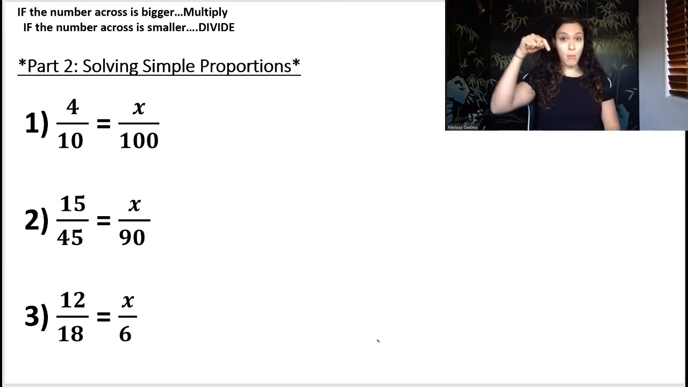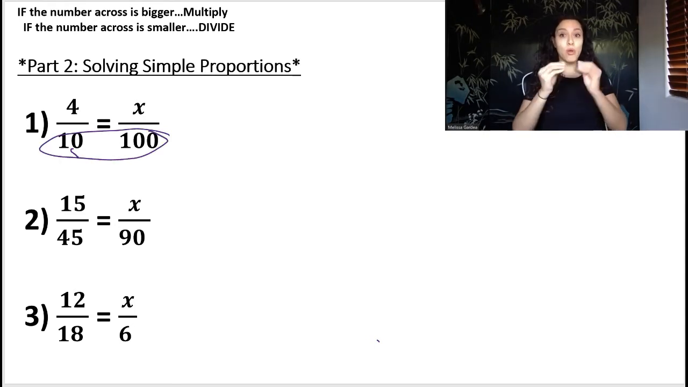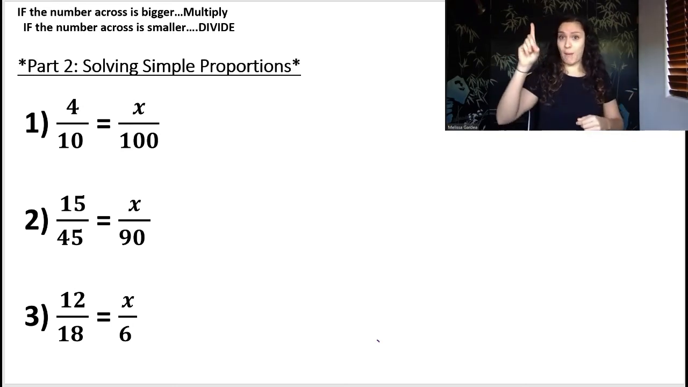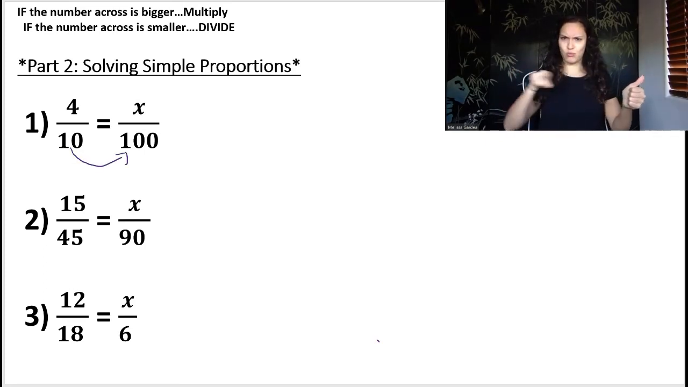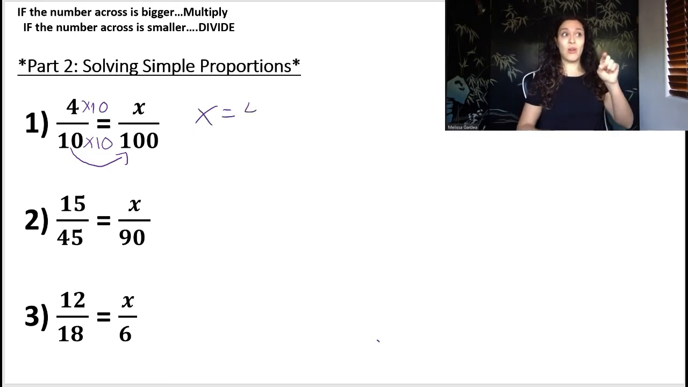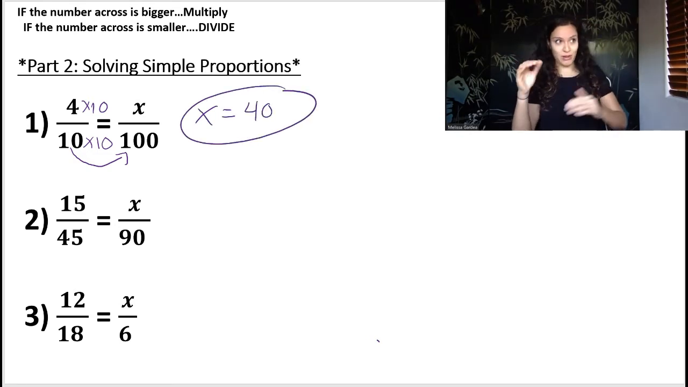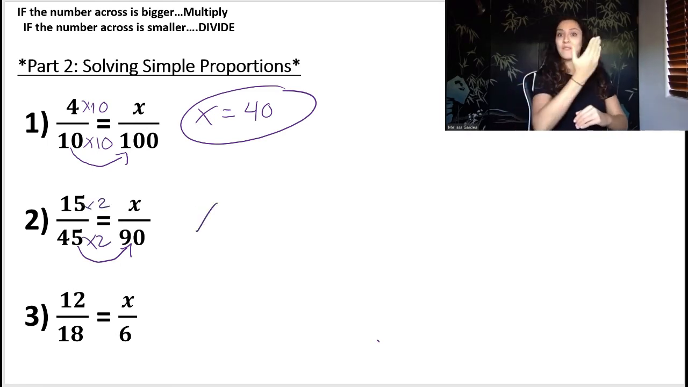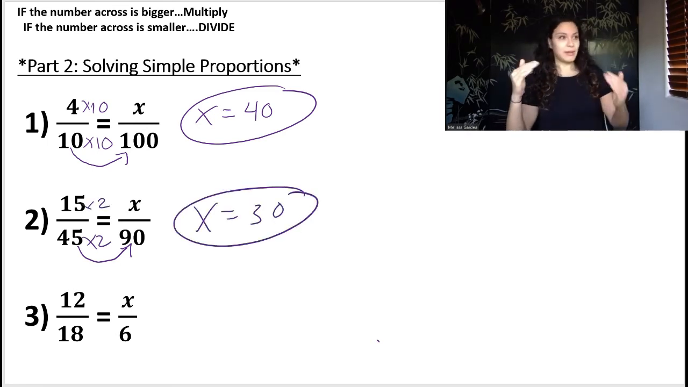All right, so from 10, I look at these ones because I have these numbers. I have both numbers in the denominator. Sometimes it could be on top. X doesn't always have to be on top. X could be at the bottom. So I'm going to say, how do I get from this number to this number? I times 10. So times 10, x equals 40. Okay. 45 to 90, that's times 2. So 15 times 2, x equals 30.